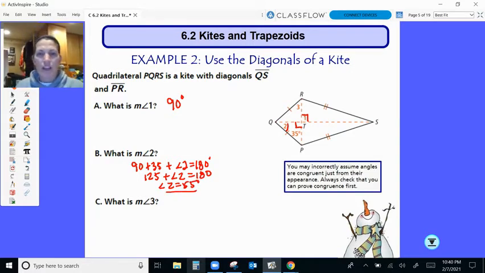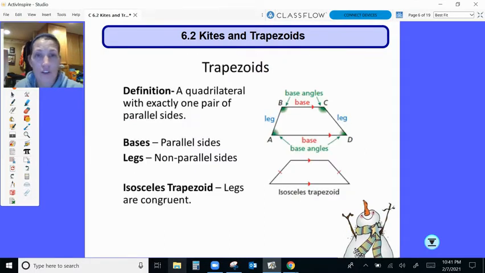And the measure of angle 3: these non-vertex angles are congruent, so angle 3 would also equal 35 degrees. Down here in this little box, you may incorrectly assume that angles are congruent just from their looks. You cannot just assume anything in geometry is congruent from looks. They have to either be marked congruent or stated congruent somewhere, so be careful with that. You have to prove they are congruent.